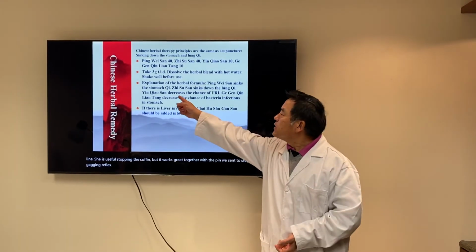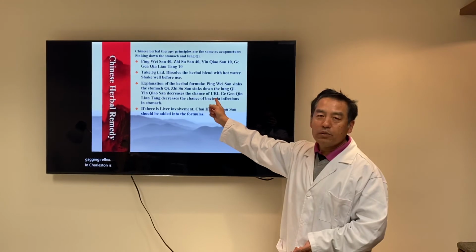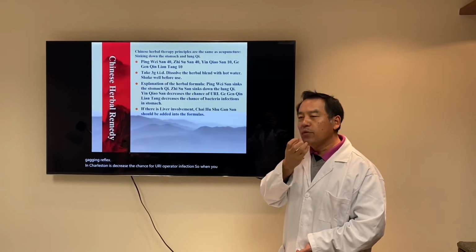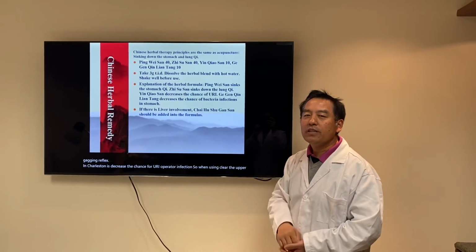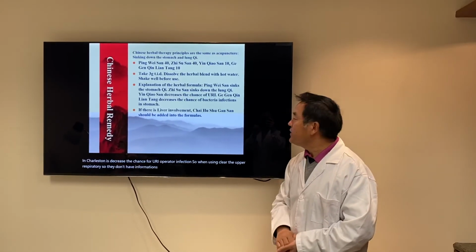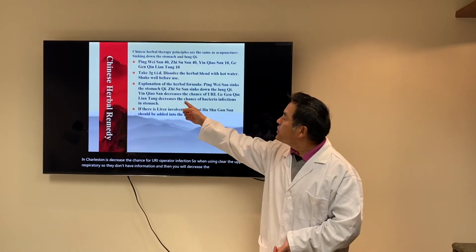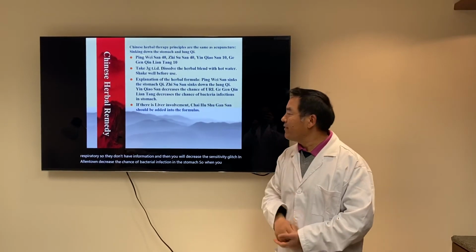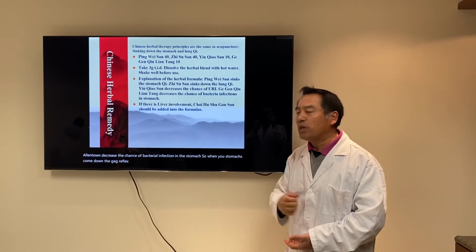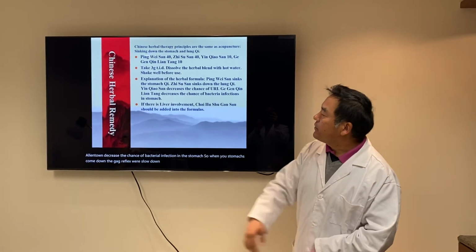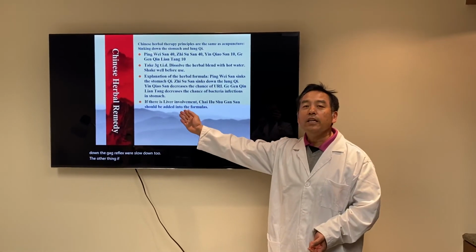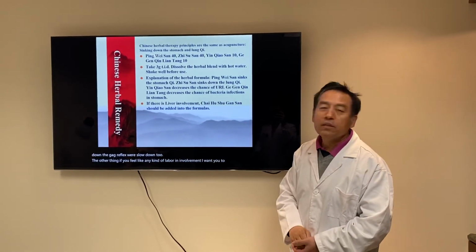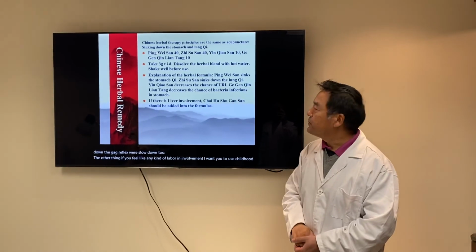Yin Qiao San decreases the chance of URI, upper respiratory infection. When you use Yin Qiao San, you clear the upper respiratory tract so there is no inflammation, and then you will decrease the sensitivity. Ge Gen Qin Lian Tang decreases the chance of bacterial infection in the stomach. So when your stomach calms down, the gag reflex will slow down too. The other thing: if you feel there is any kind of liver involvement, I want you to add Chai Hu Shu Gan Tang into the formula too.